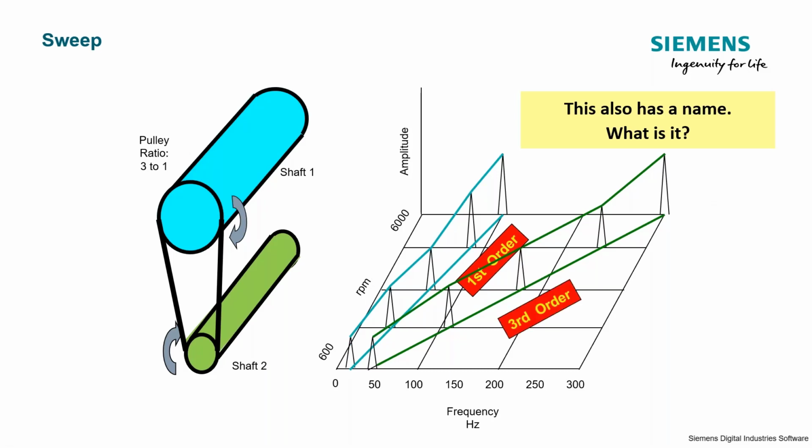The reason it's third order is because our reference shaft is shaft 1, and for every 1 rotation of shaft 1, shaft 2 spins 3 times. So we're getting 3 rotations per 1 rotation of our reference shaft.